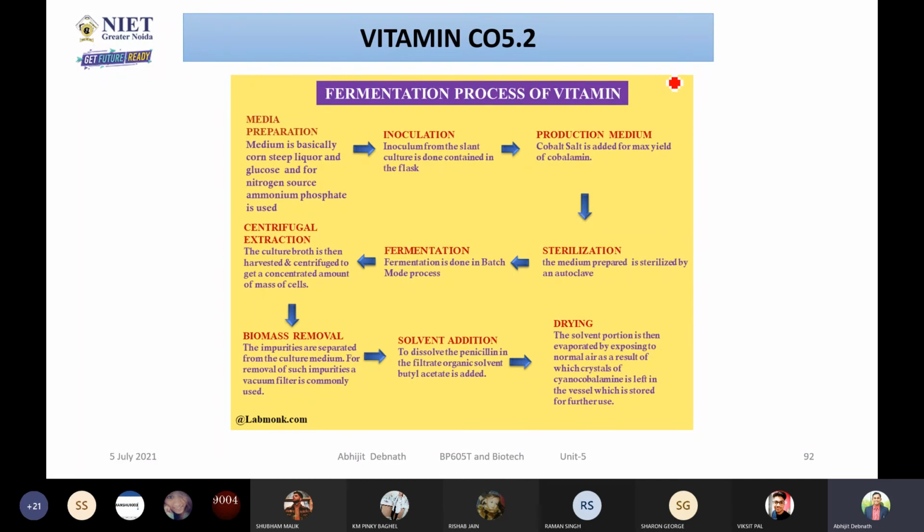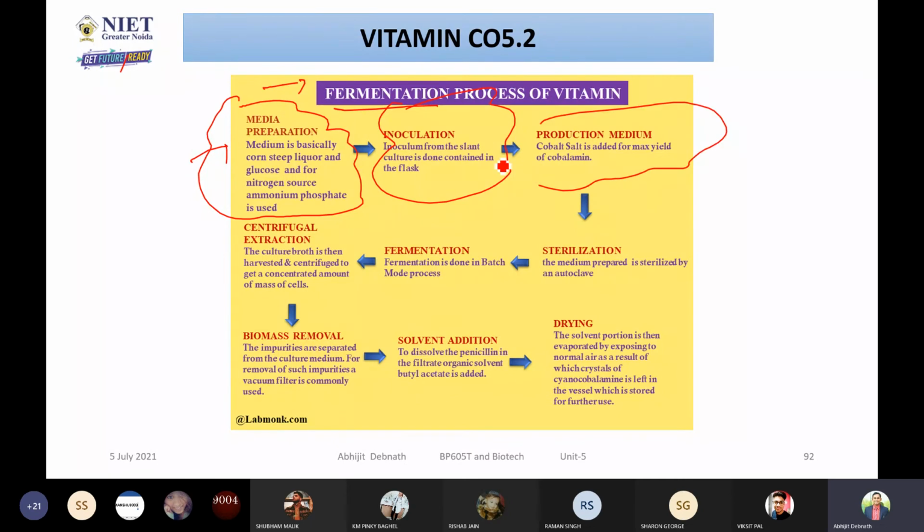Anyway, for the preparation of any kind of vitamin, you can go through the fermentation process. The process is very similar to what I told you in the previous two cases. You have to prepare the medium, then inoculate with your microorganism. Then you go for the production medium, then sterilize, and then the main thing, fermentation. Then centrifugation, and after that it will be produced.